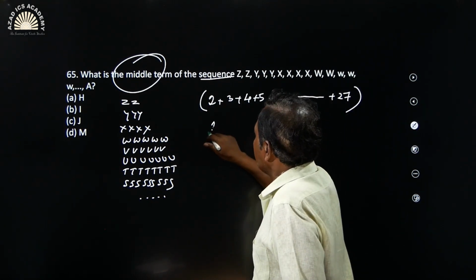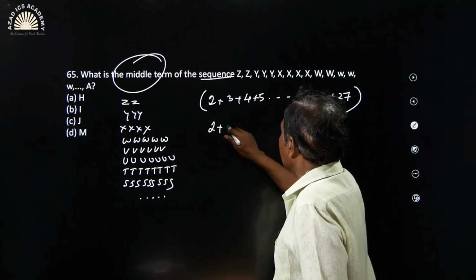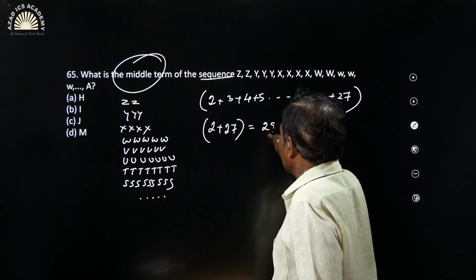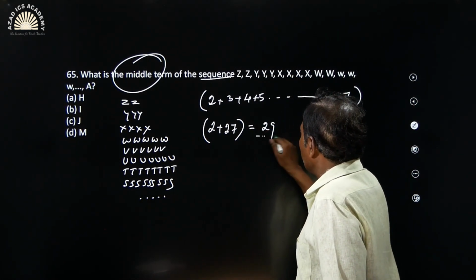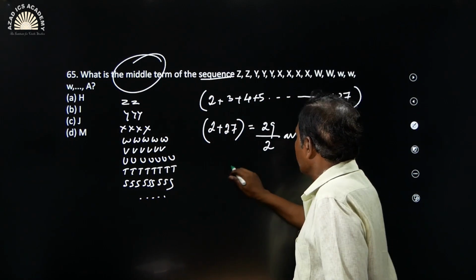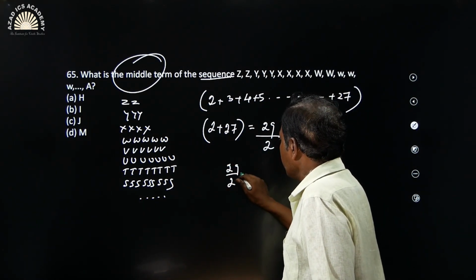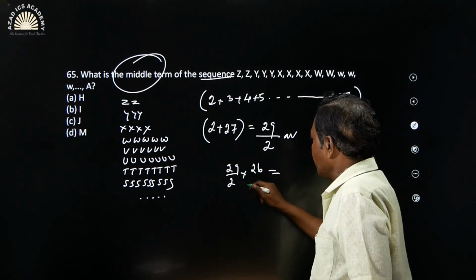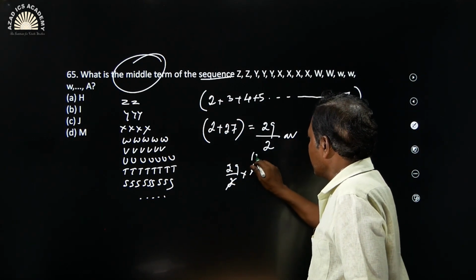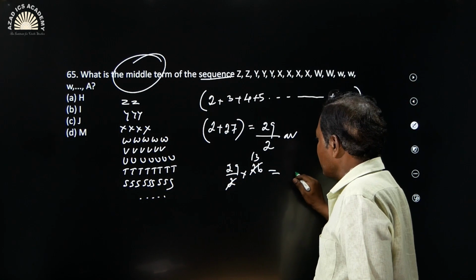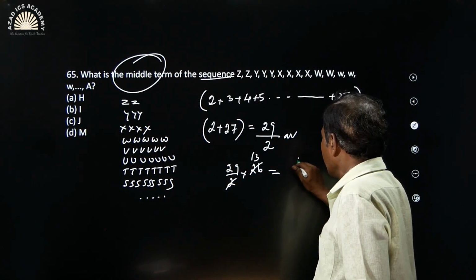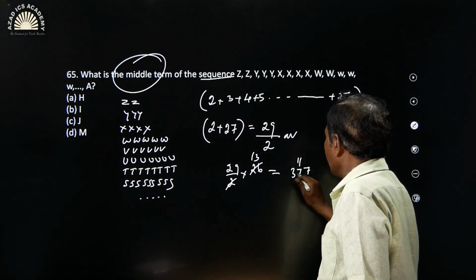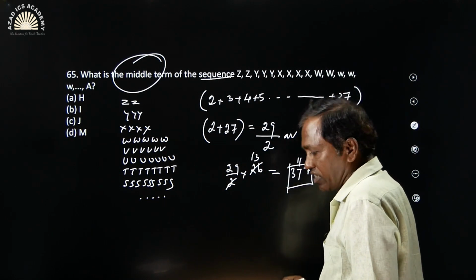Right. And what is the first number from the beginning plus the first number from the last? You will get 29. 29 by 2 you get an average. So 29 by 2 into how many letters are in the sequence? There are 26. If you simplify it, this is 13. 13 into 29 is 377. There will be totally 377 letters in the sequence.